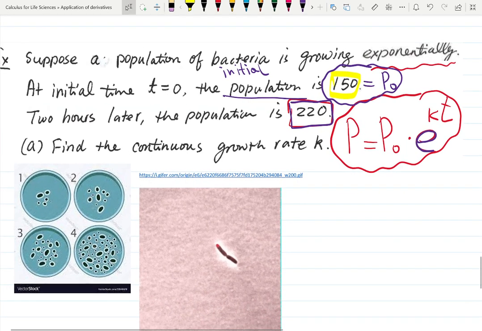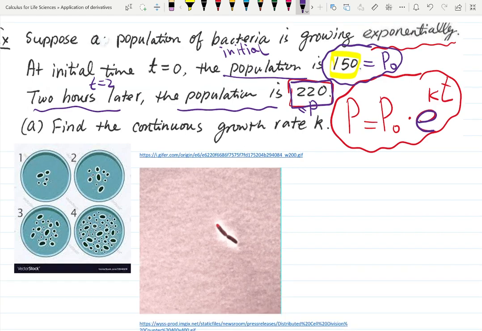P, right? It says like in 2 hours, P became 220. So this is my P, but when? In 2 hours. How would I write down 2 hours? T equals 2. Very interesting.